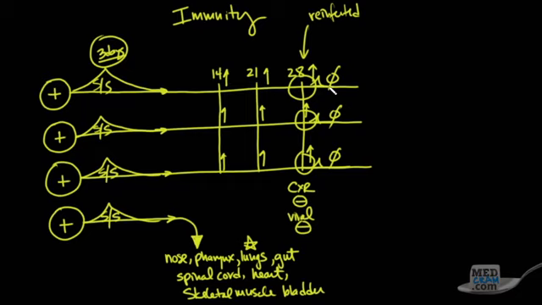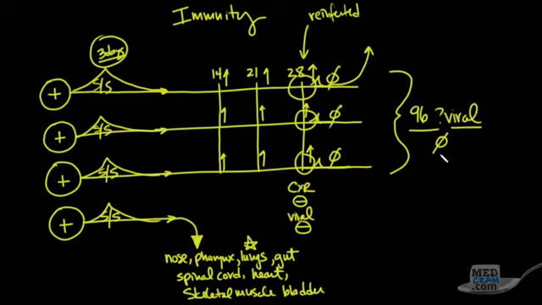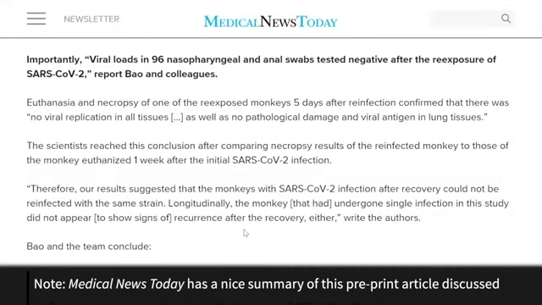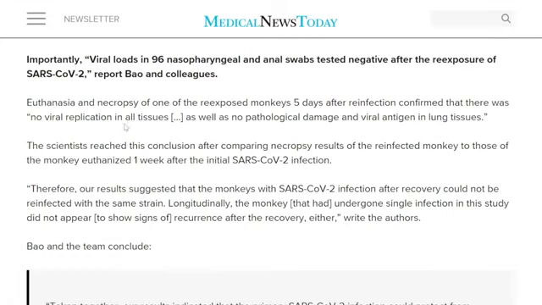And after about 5 days, they sacrificed one of these animals and looked to see if there was any kind of abnormality or virus anywhere. And they looked in all 3 of these a total of 96 times to see if there was any virus, any viral load using RT-PCR. And the answer in every single case was none. When they looked at that sacrificed monkey after 5 days, they showed that there was no viral replication in all tissues, as well as no pathological damage and viral antigen in lung tissues.